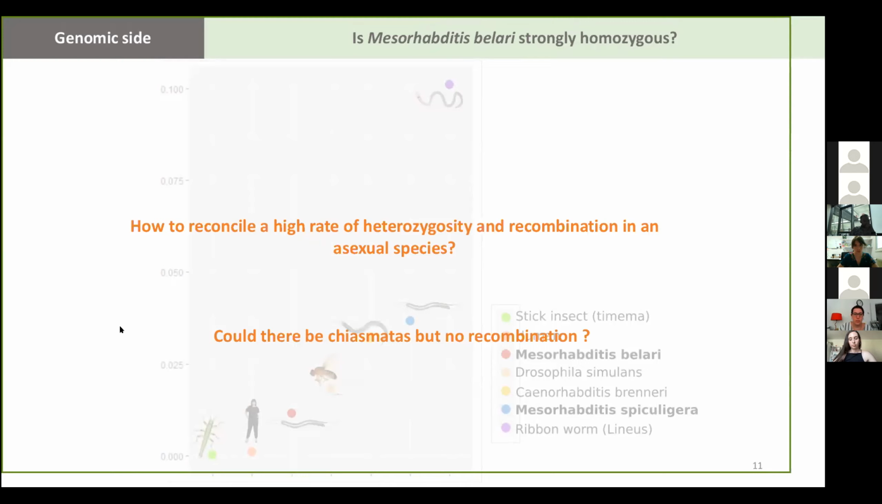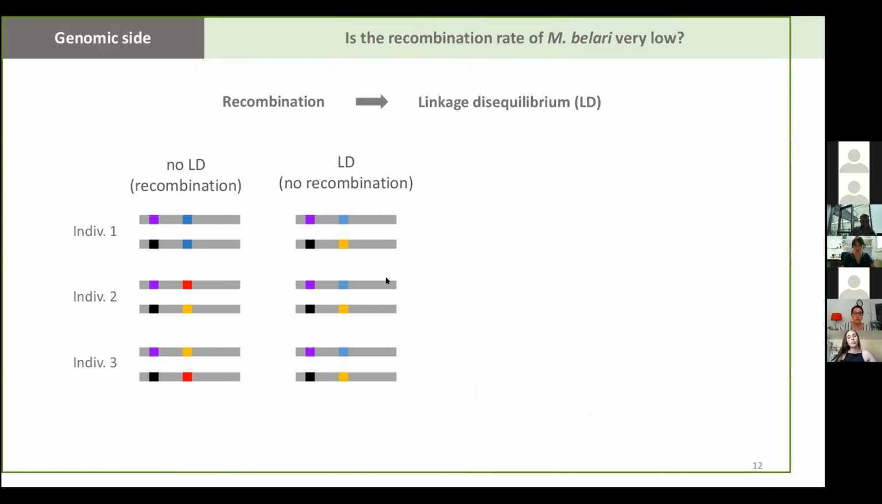So here we have a high rate of heterozygosity, but recombination in an asexual species. One hypothesis could be that we saw chiasmata, but there is no recombination. To test that, we estimated the recombination using the linkage disequilibrium. When there is recombination, there is no linkage disequilibrium, which means that if you have two positions along a chromosome, if you know the sequence at position 1, you cannot guess the sequence at position 2, so you can have all the combinations in individuals.